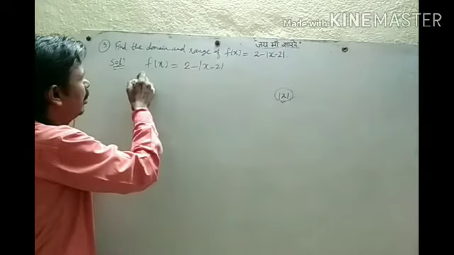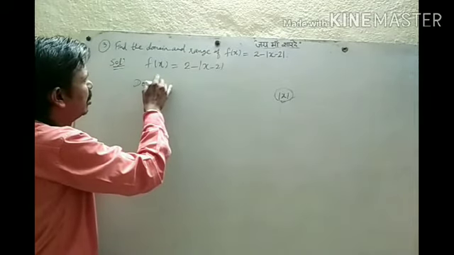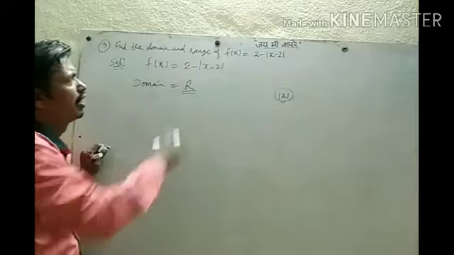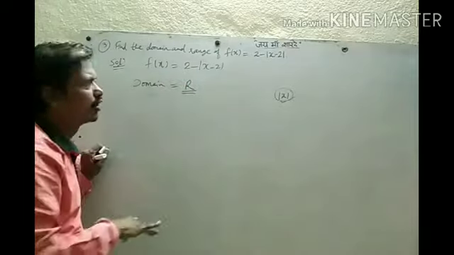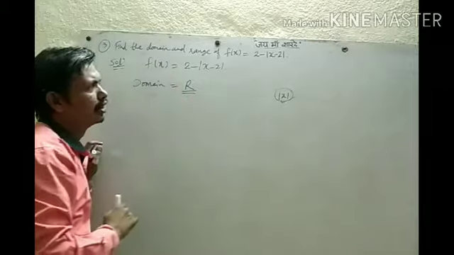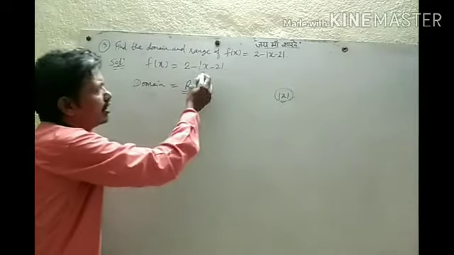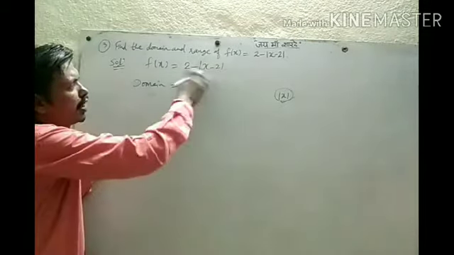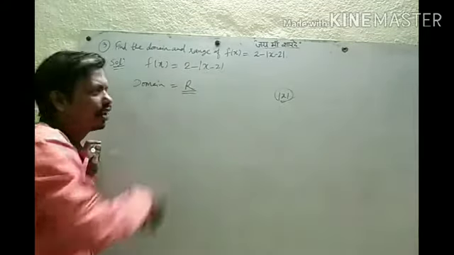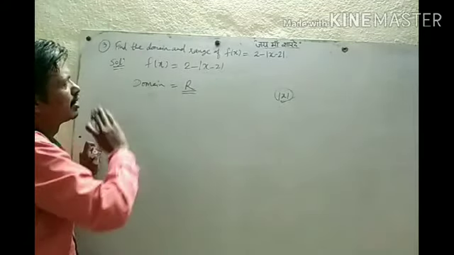So clearly its domain is the set of real numbers. Okay? It is defined for every x. So the domain will be R only. Any x you can put here. Okay? For each x we will get some value. And if we subtract that value from 2, we get one more value. The difference of two real numbers will be real only. So the domain is the set of real numbers.